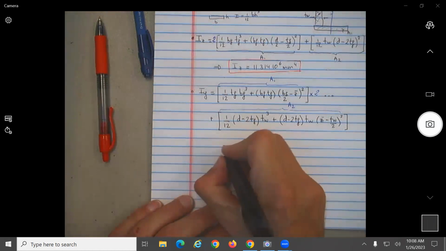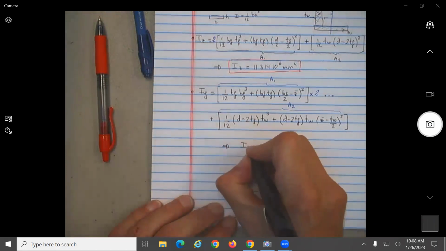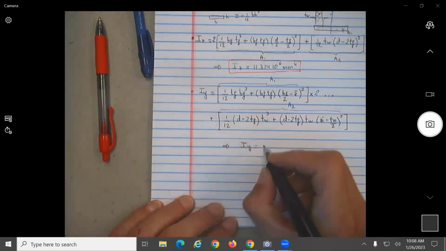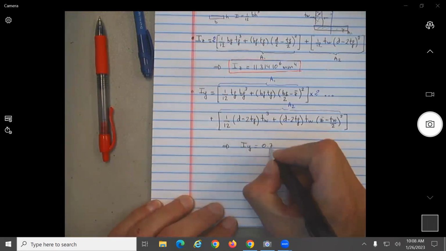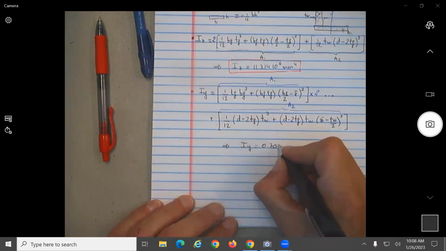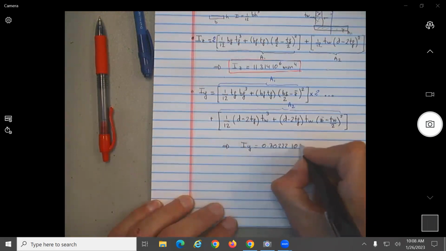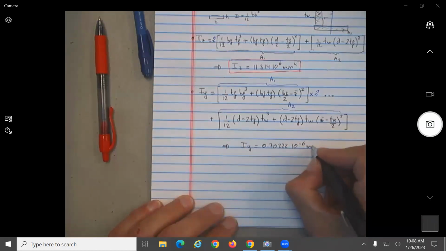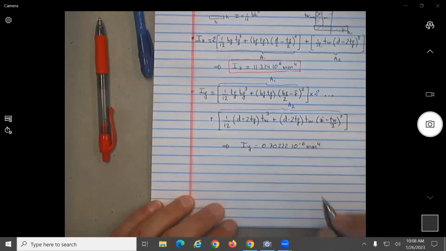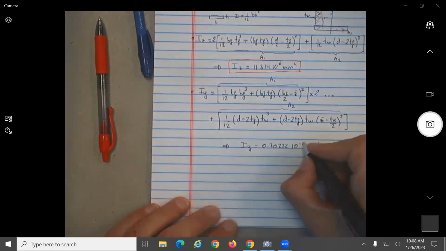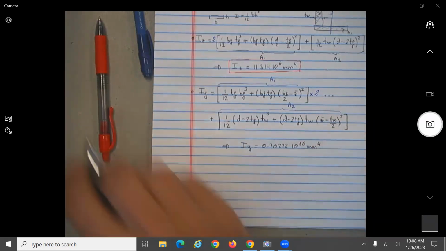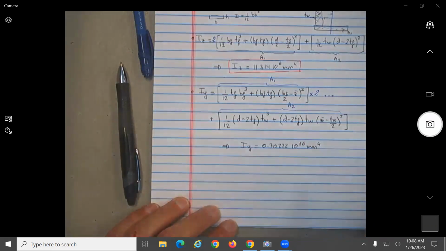Okay, so if we do the calculation, this should give you I sub I equal to 0.70222 times 10 to the 6 millimeters, oh, 10 to the 6, sorry. 10 to the 6 millimeters to the 4.